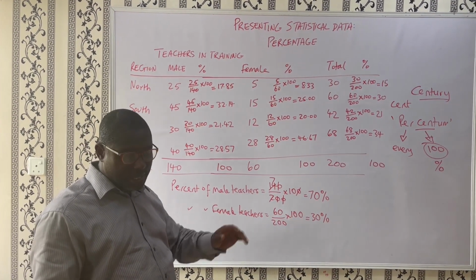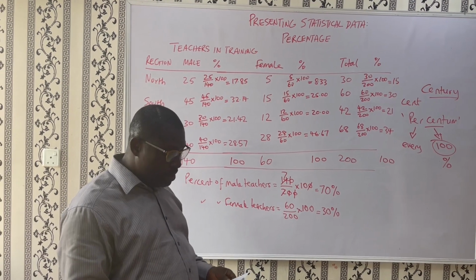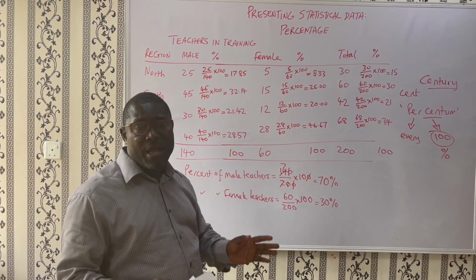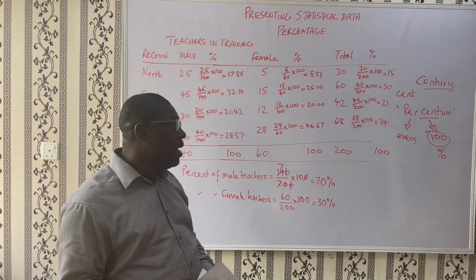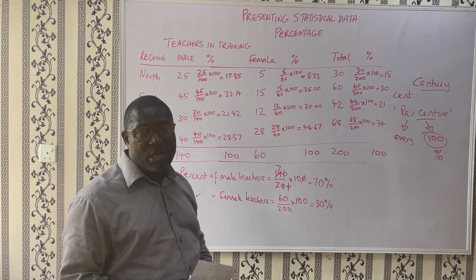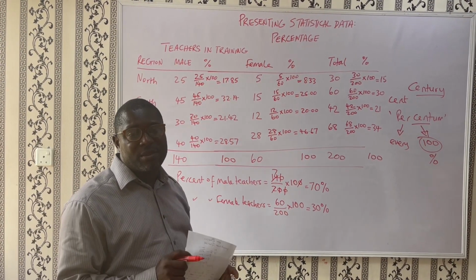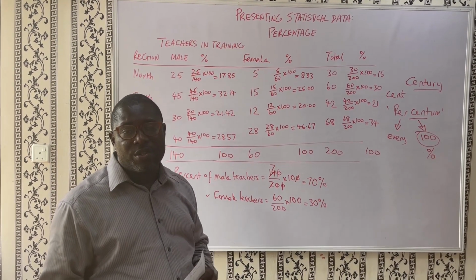Percent is a relationship between a number and a total multiplied by 100. And remember, when we talk about percent, we're talking about per 100, when the whole part is divided into 100.